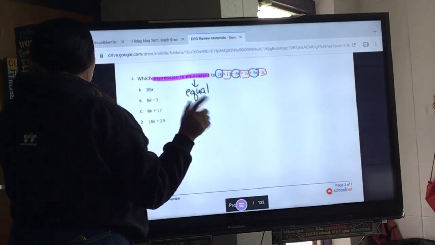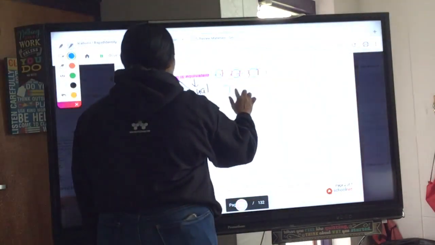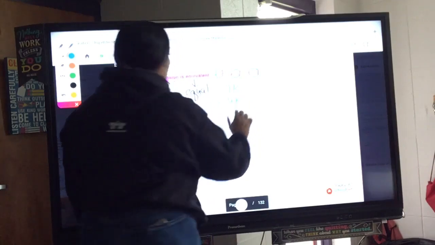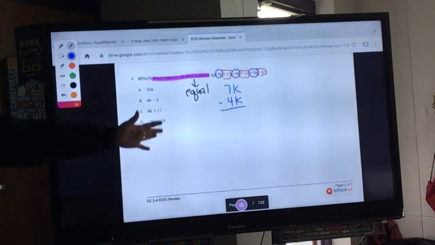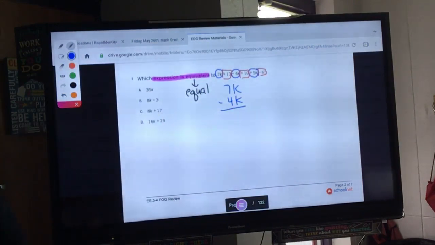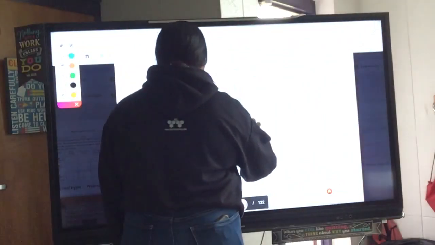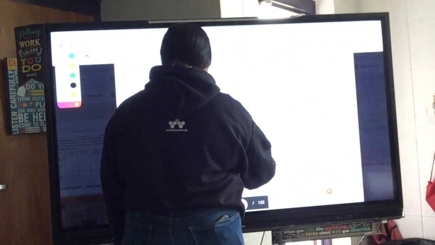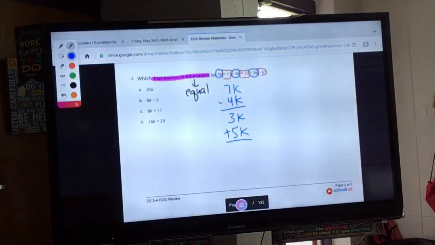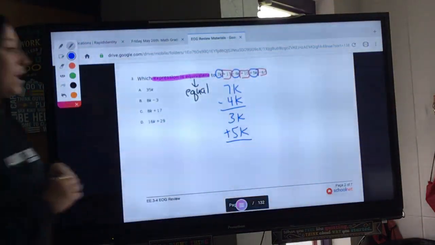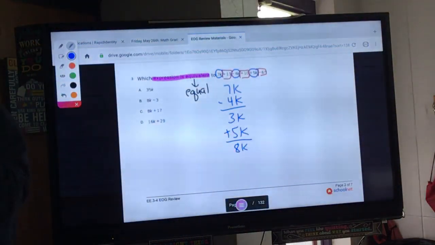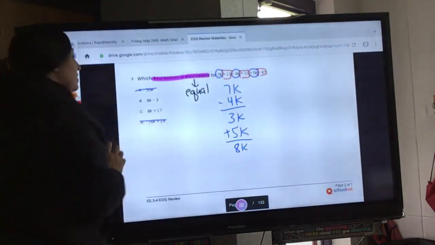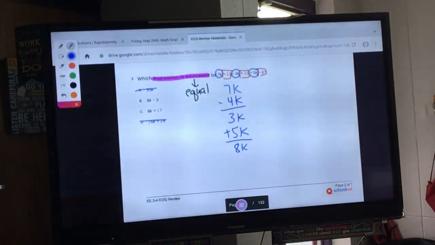So with 7k minus 4k and plus 5k, I'm doing 7k minus 4k, which gives me what? What's 7 minus 4? Kaya, 3. And then I'm going to add plus 5k. What's 3 plus 5? 8. So, knowing what my one term is, I'm getting rid of A and I'm getting rid of D. So now I'm left with 2 options. At this point, I give myself a 50-50 chance of getting this right.